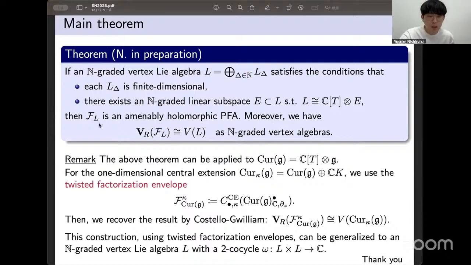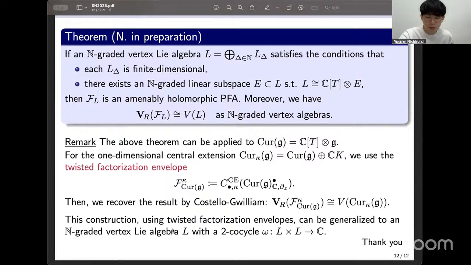Then the prefactorization algebra FL is amenably holomorphic, and the corresponding vertex algebra is isomorphic to the enveloping vertex algebra of L. This theorem applies, for instance, to CURJ. For its finite dimensional central extension CUR kappa J, we use the twisted factorization envelope. And in this way, we recover the result by Costello and Graham.